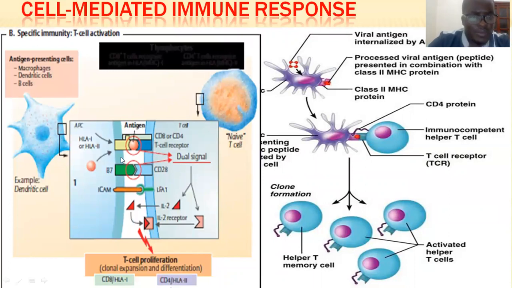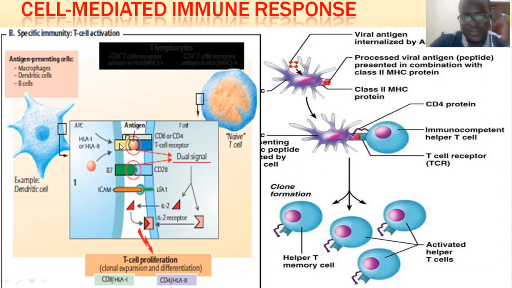Okay, so this diagram is more specific here. You have antigen presenting cells: the macrophages, the dendritic cells, and B cells again. As an example, you have the dendritic cell presenting this antigen on major histocompatibility complex 2. So you have major histocompatibility complex 1 and 2 presented by the antigen presenting cells. You can see here that the major histocompatibility complex 2 or 1 is being presented by the antigen presenting cell, in this case the dendritic cell.